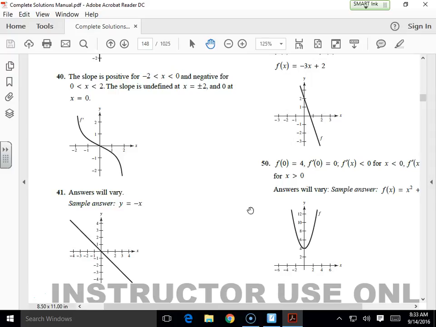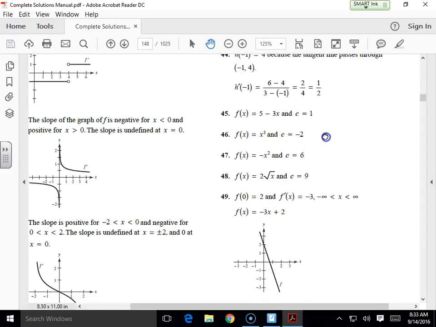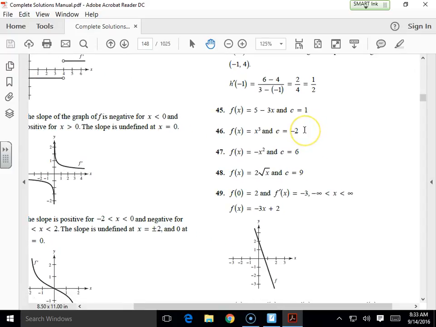And as some people are sketching, where am I headed next for evens? 46. Do we have it okay? 46. Final answer is f of x equals x cubed and c equals -2. You had to look inside a definition formula and pull out what function was in there and what c was in there. What's the next one?